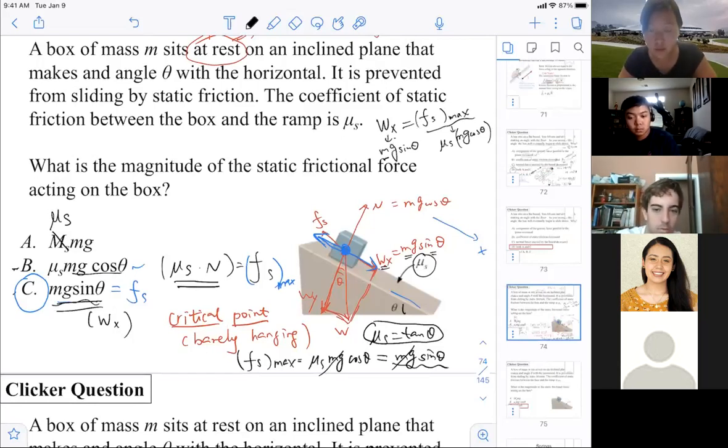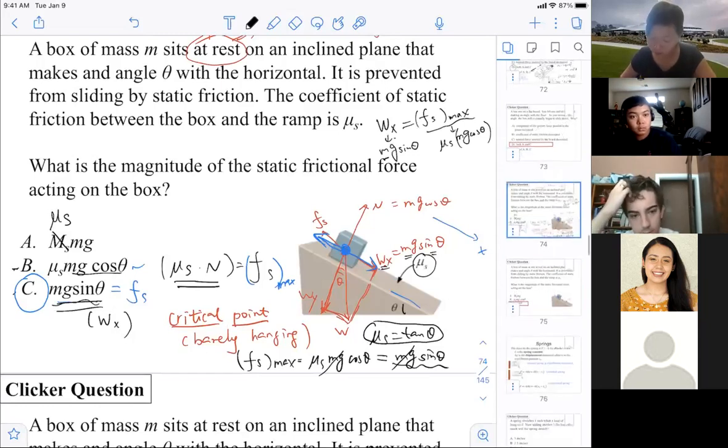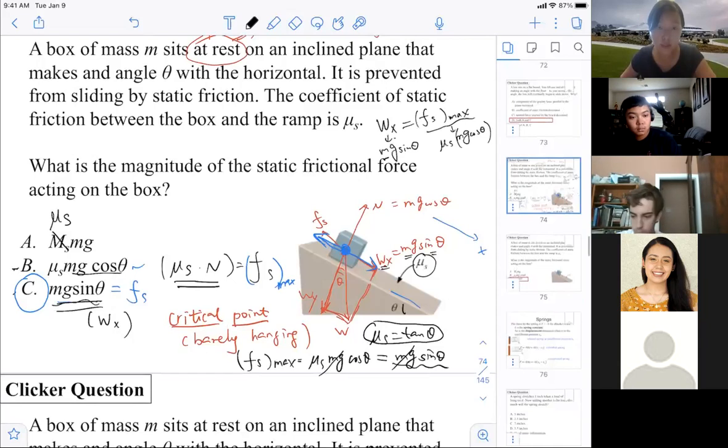Okay. All right. I know the static friction can be tricky. So any questions at this point? Any questions so far?